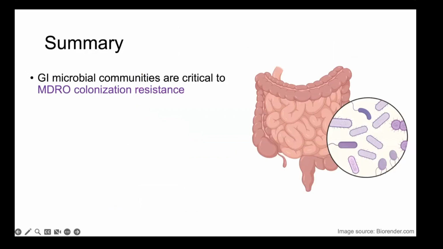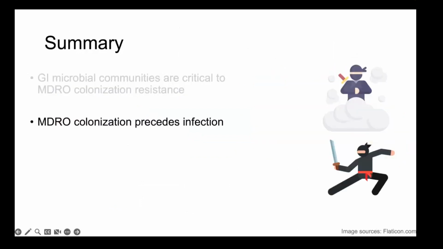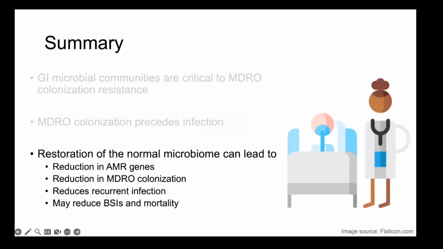So in summary, just to summarize this section of the talk, GI microbial communities are critical to MDRO colonization resistance. MDRO colonization frequently precedes infection, and the restoration of the normal microbiome can lead to a reduction in AMR genes, a reduction in MDRO colonization, but beyond that, a reduction in recurrent MDRO and non-MDRO infections, and may lead to reduced mortality.